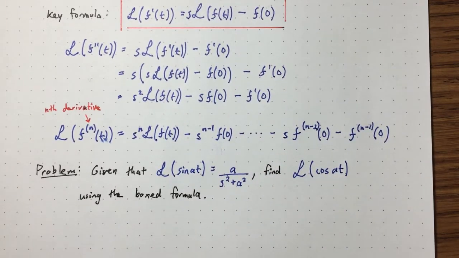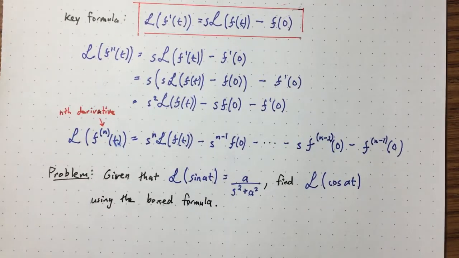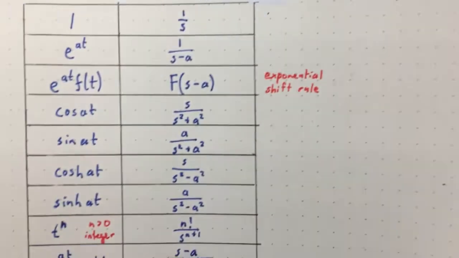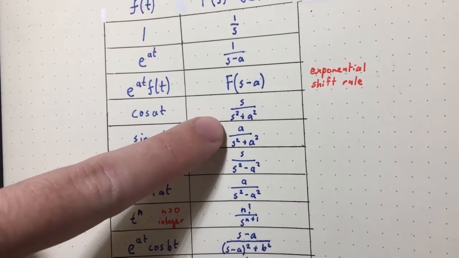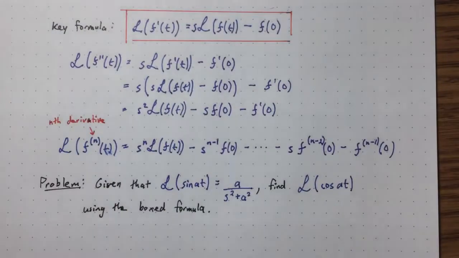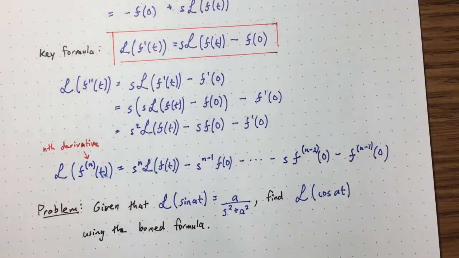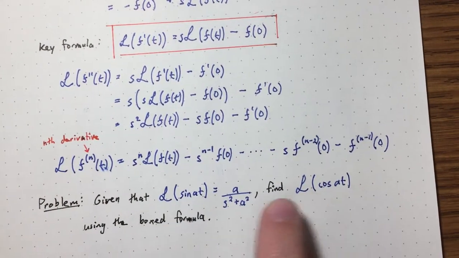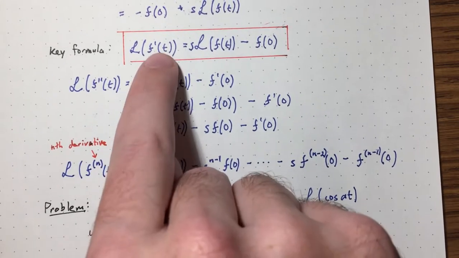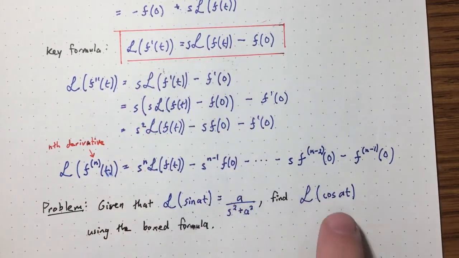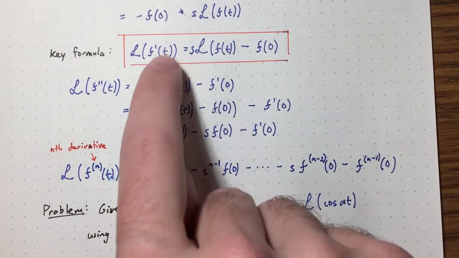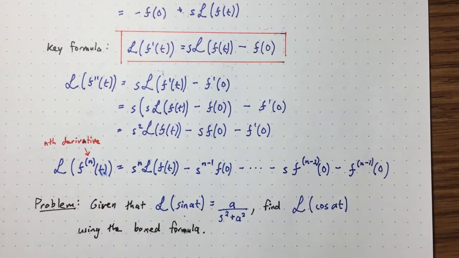Okay. And we know what the answer should be. The answer you should get is this one, s over s squared plus a squared. But the idea is to use this. And we can use this because, see, cosine is the derivative of sine. And so that's sort of exactly what we have here. You have to be a little careful with the a, but try this problem.